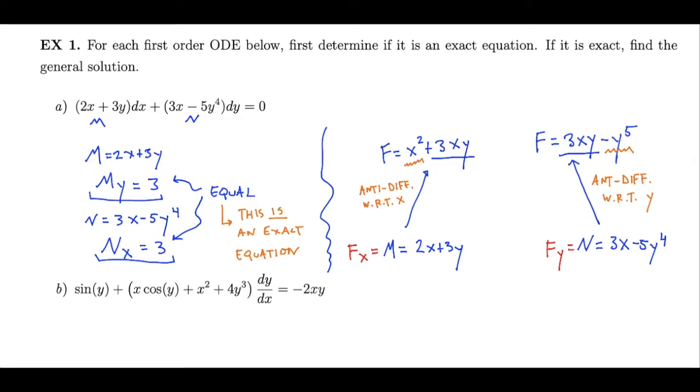So I can reconcile or sort of merge these two expressions for capital F to come up with a single final expression for capital F. And then if I take this expression for F and set it equal to an unknown constant, that equation serves as the general solution of my differential equation.